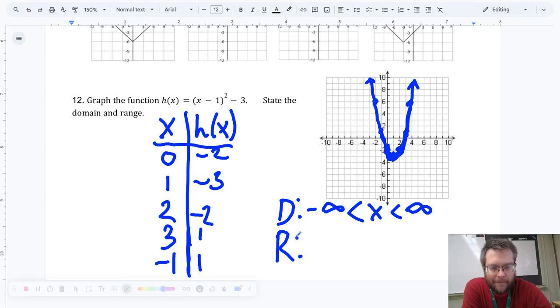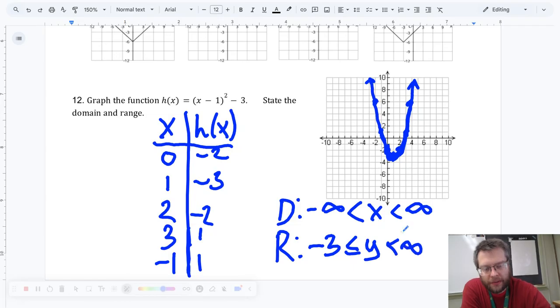Look at the range though. I am not getting every number back out as an answer. There is a bottom number on my graph. The lowest y value that I get to is negative 3. So negative 3 is less than or equal to y, but there's no top number. You can leave your answer like that, or you can remind everybody that we're not going to reach infinity. Only Buzz Lightyear can do that.